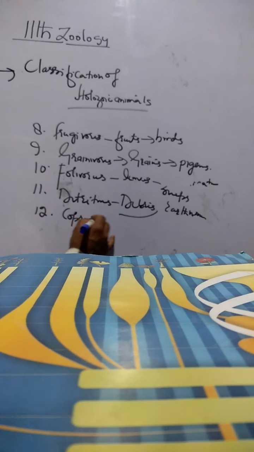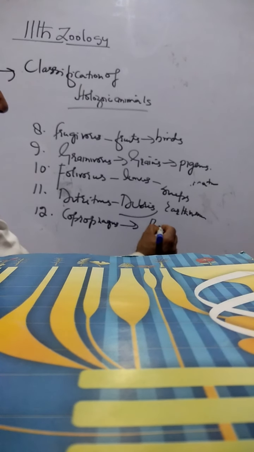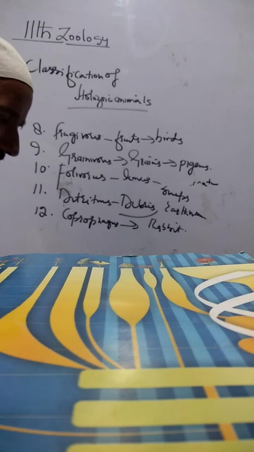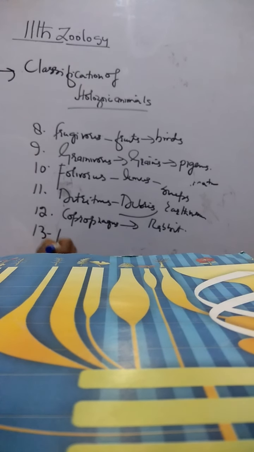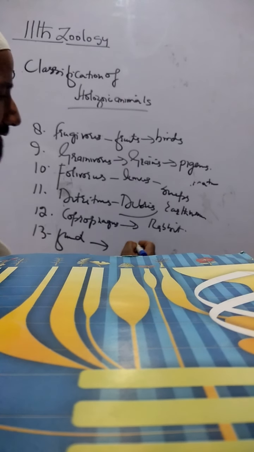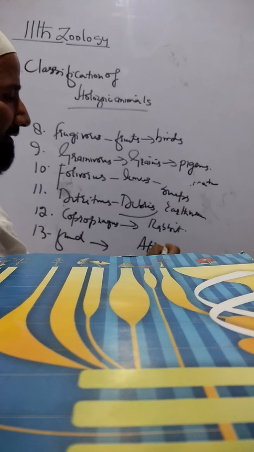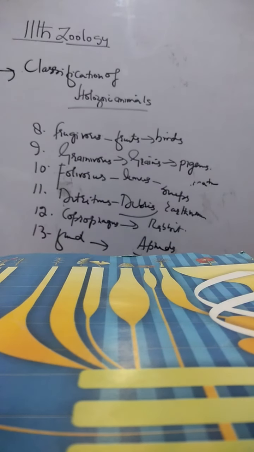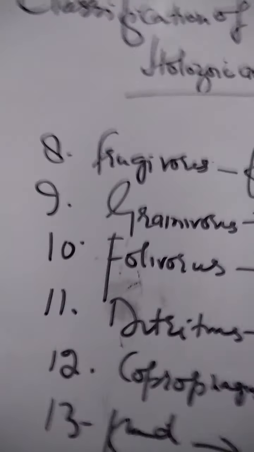One more group of such a category is coprophagous. They feed on their own fecal matter, such as a rabbit. One more is there, fluid feeders. They feed upon the fluid or sap of plants, for example, aphids. This is the classification of holozoic animals. Thank you.